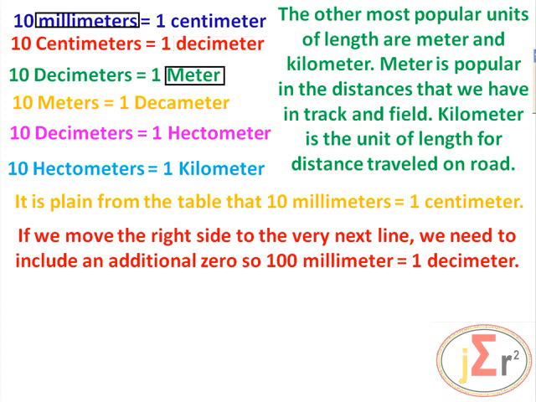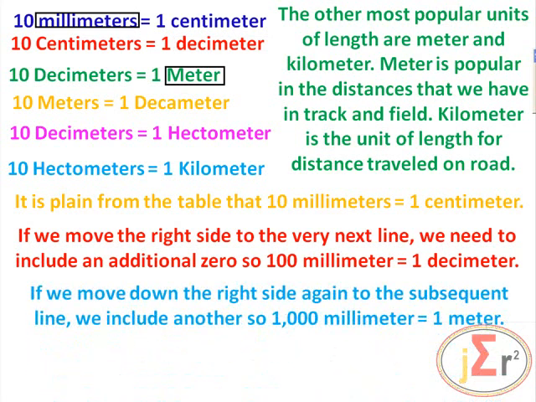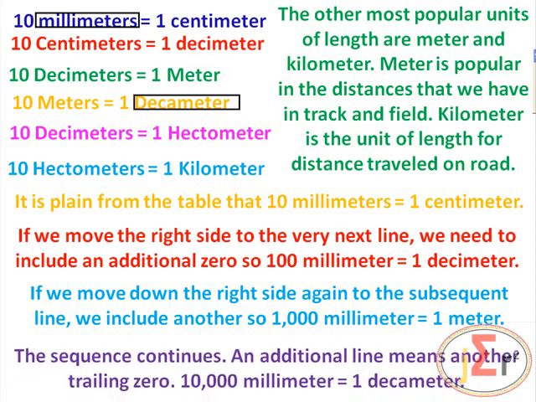And if we move down the right side of the table, we have what? We go again, we include another 0. So if we move down the right side again to the subsequent line, we include another 0. So 1000 millimeters is equal to 1 meter. And if we continue to move down, then what will we get? 10,000 millimeters will be equal to 1 decameter.